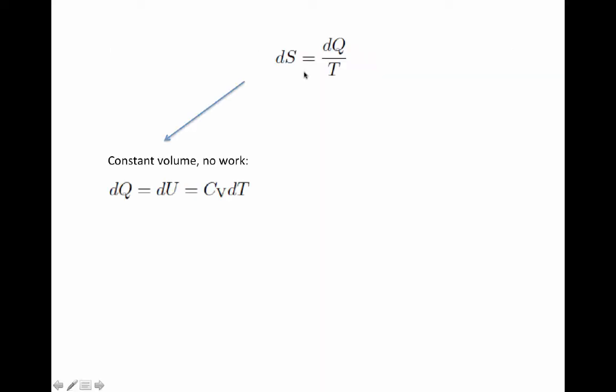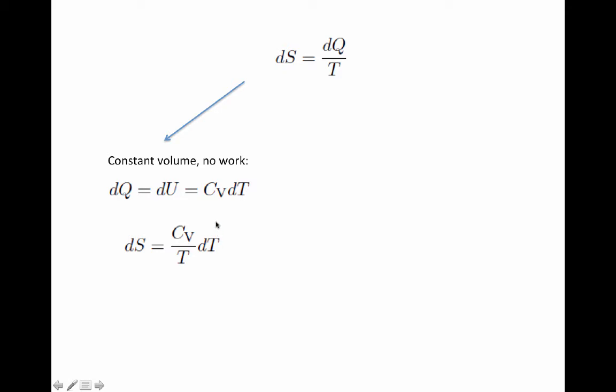Okay, let's think about some of the most basic reversible processes that we've encountered. So you could have a process that occurs at constant volume, an isovolumetric process. So no work is being done on the system. In that case, dq, the heat flow, is equal to the change in the internal energy of the system, which is equal to the heat capacity at constant volume times dT. And in that case, dS is given by this formula here.